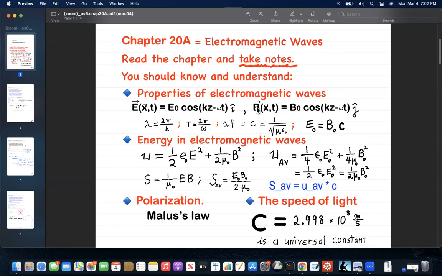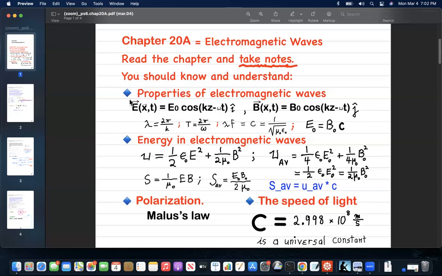The magnetic field also oscillates in position and time in exactly the same way. So the magnetic field follows perfectly the electric field, except the field vectors are perpendicular.